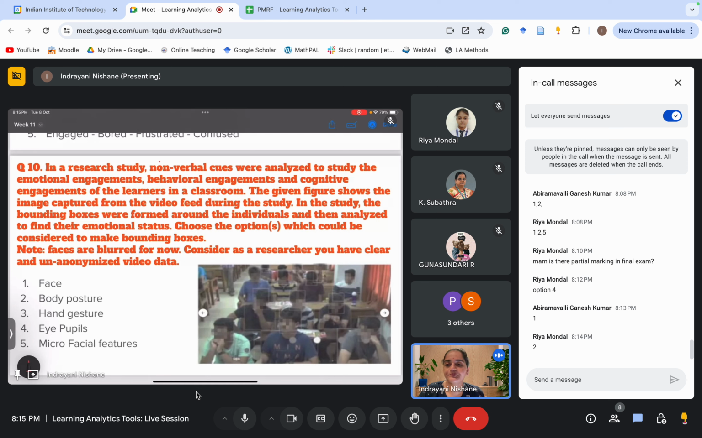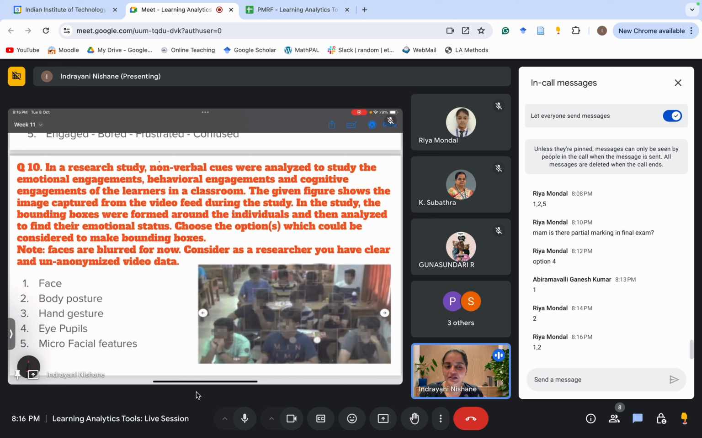Now coming to question 10. In a research study, non-verbal cues were analyzed to study the emotional engagement, behavioral engagement and cognitive engagement of learners in a classroom. The given figure shows an image captured from the video feed during the study. In the study, bounding boxes were formed around individuals and analyzed to find their emotional state. Now we have to choose the options which could be considered to make the bounding boxes. Basically, for face detection, bounding boxes are around the face. Which of the following should we consider when we want to make the bounding boxes?